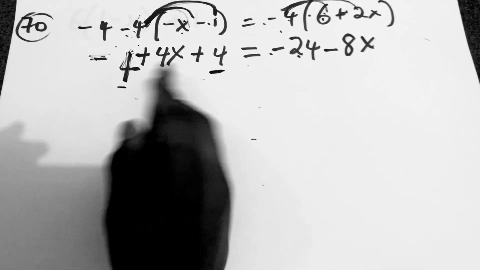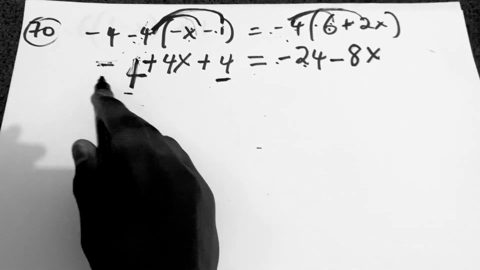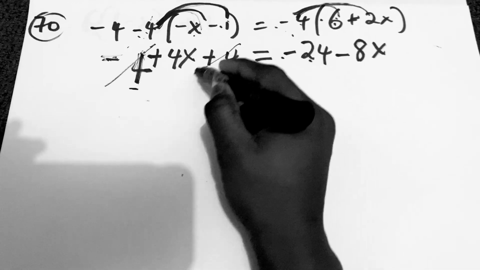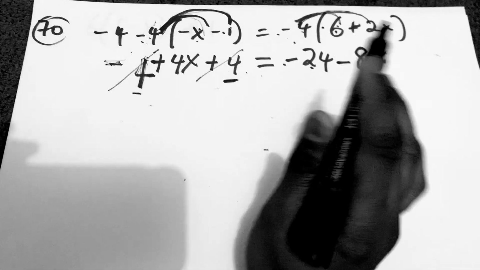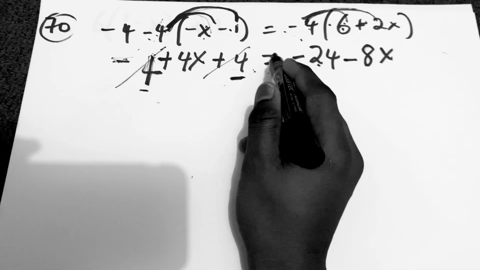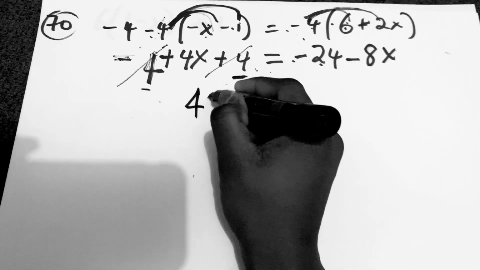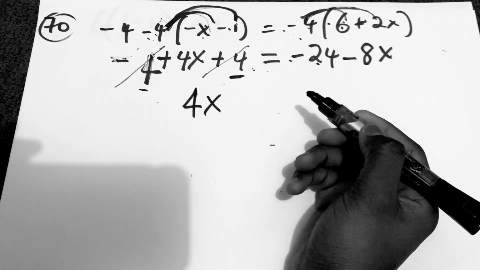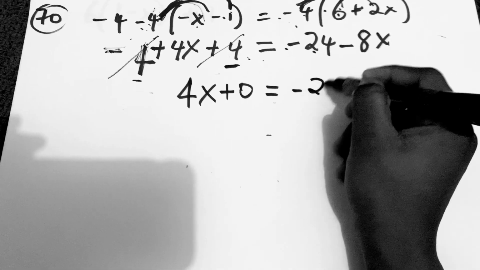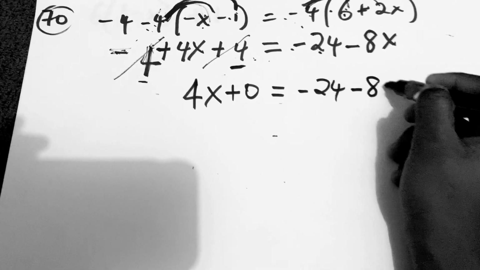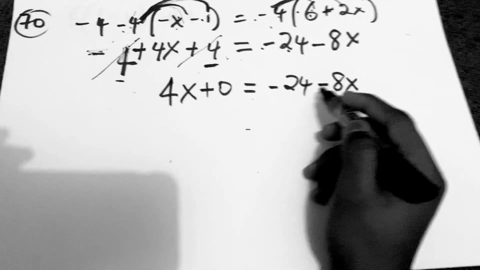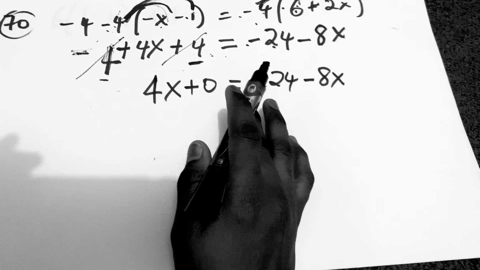They are like terms, so I want to do something with it. Now, we know negative 4 plus 4 should give us 0, so you can cancel it out, or you can write 0. It depends on you. Negative 4 plus 4 is 0, so it's out. My 4x, I have 4x back. Let's put plus 0. I bring this back because I didn't do anything with it. Now, 4x plus 0 is 4x.